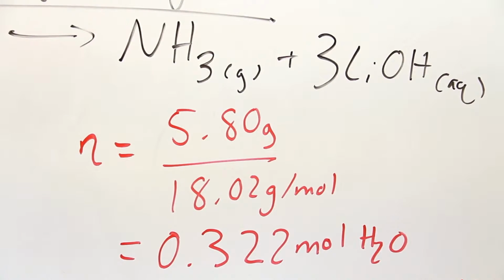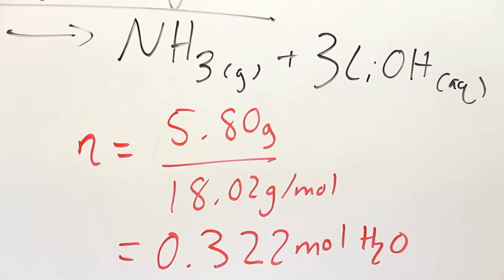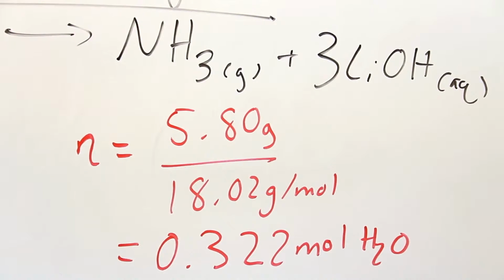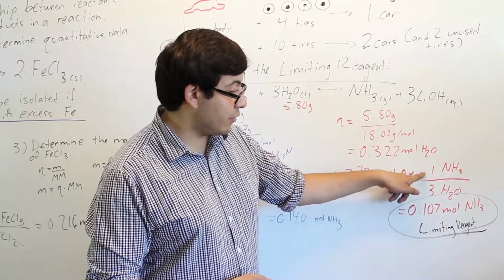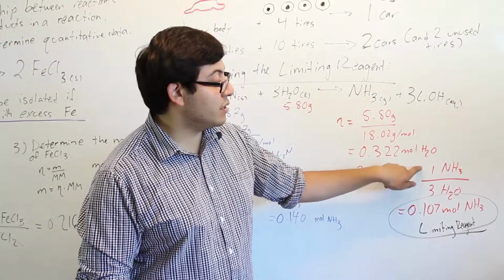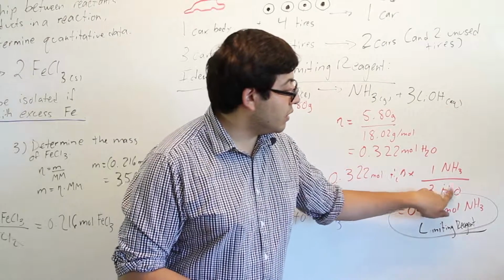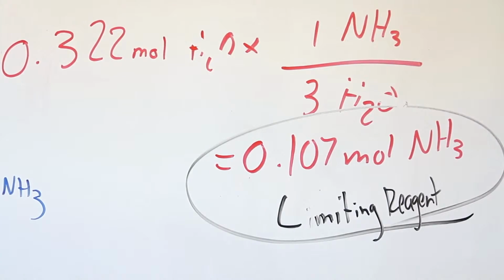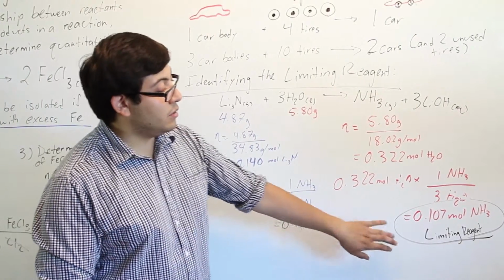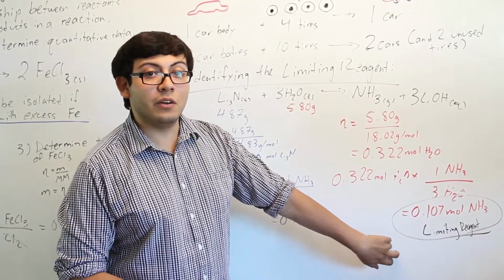If we take that and convert it, notice how you need 3 molecules of water to get 1 molecule of ammonia. So for every 3 moles of water, it can only give you 1 mole of ammonia. That just gives us this ratio. These 2 cross out, and you're left with 0.107 moles of ammonia. So which one will give you less ammonia? This will give you less ammonia, so this must be the limiting reagent.